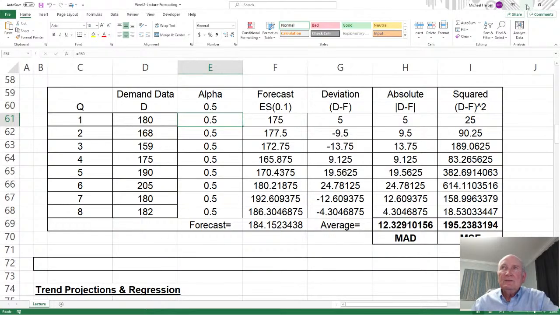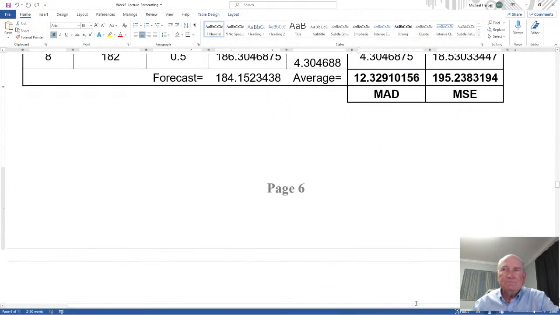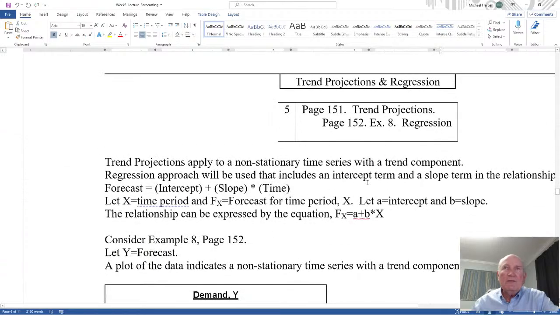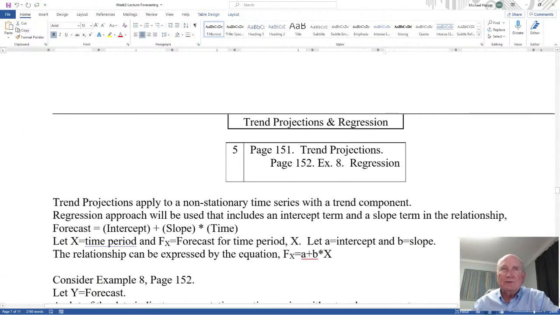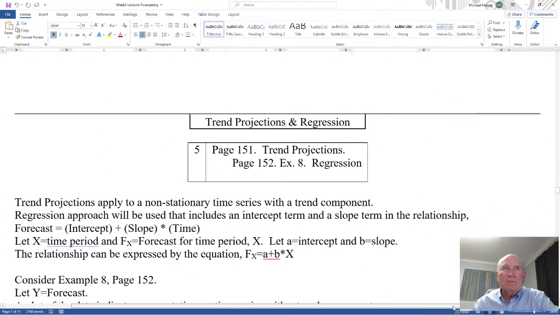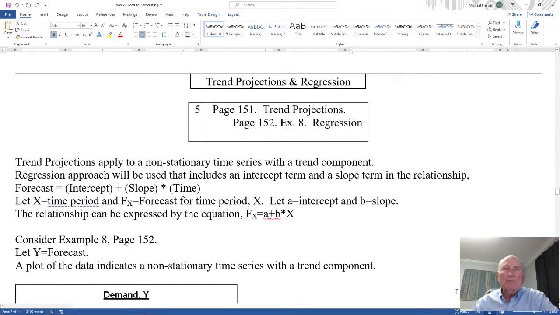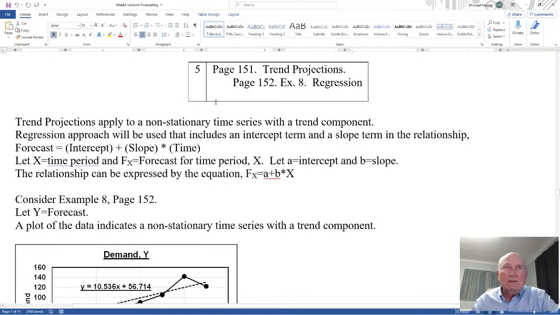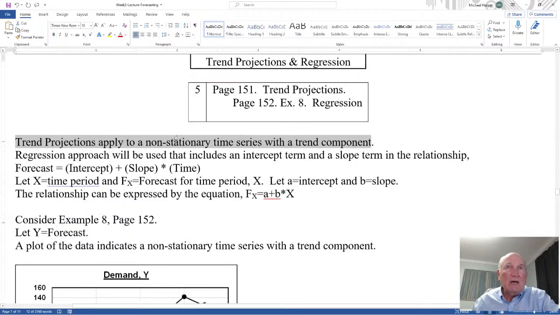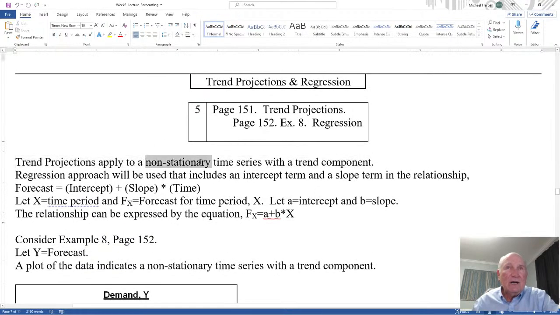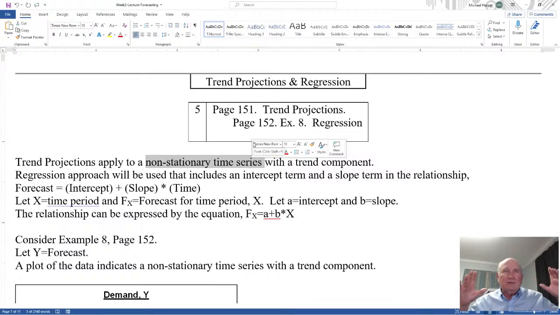Okay, so let's go on to the next one. Okay, the next is a trend projection. So now we move away from a stationary time series to a non-stationary time series. Now we have trend. Now what do we do? Well, the trend projections apply to a non-stationary time series with a trend component. Now remember, non-stationarity applies to the time series overall nature.